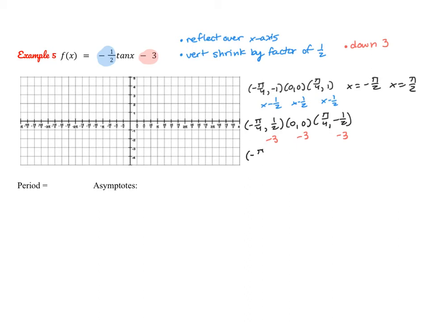Here we get negative pi over 4, negative 5/2; 0, negative 3; and then we have pi over 4, negative 7/2. So make sure to write your fractions as improper fractions. We don't really use mixed numbers when we're working with our trigonometric functions. All right, let's start graphing. So again, I'm always going to start with my asymptotes, just because it gives me a nice region to graph each of my periods.